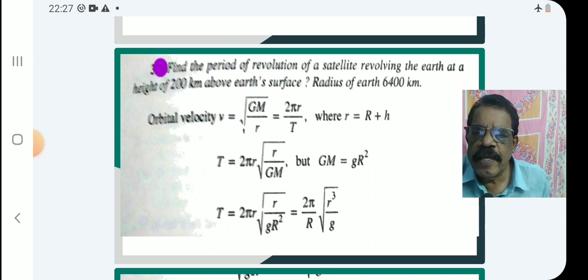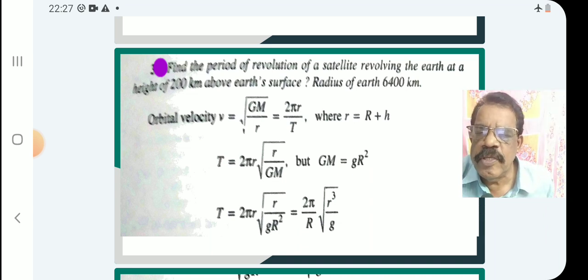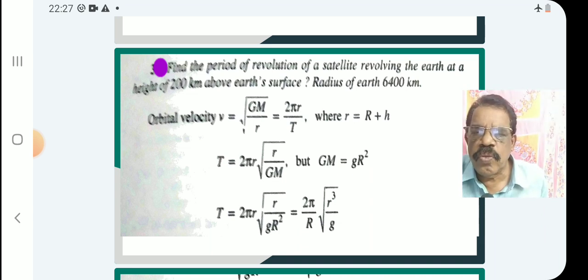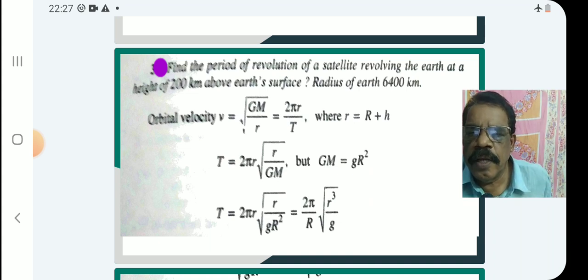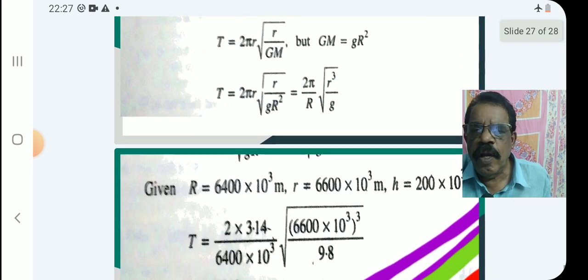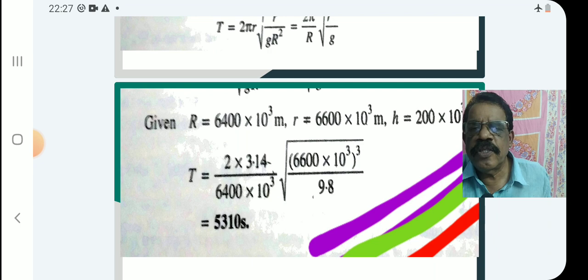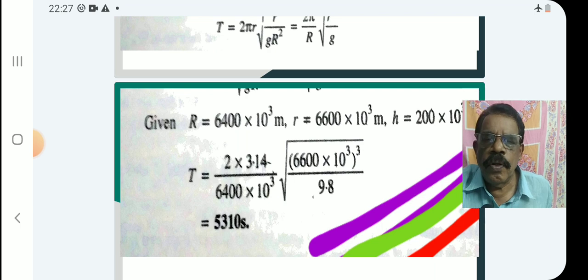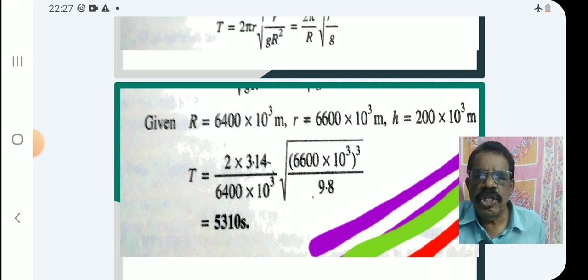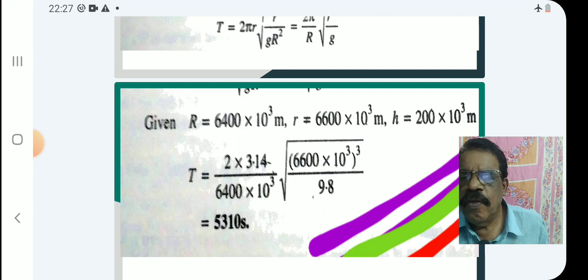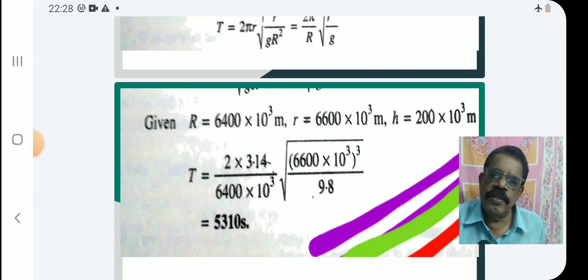And GM we can write as g R square. When we put the GM is small g into R square, we can take a g outside. So 2 pi by R into root of r cubed by g. So here R is given, capital R is given, small r is given, because h is given, 200 kilometer, 200 into 10 raised to 3 meters. Substitute the values, we get 5310 second. That is the answer.